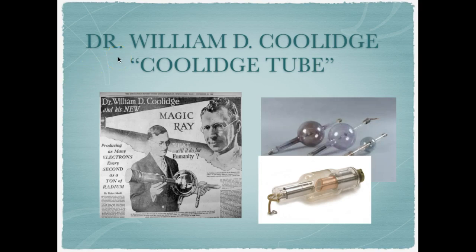Now, Dr. William D. Coolidge decided to improve upon the Crookes tube, making it bigger and better, and so he named it the Coolidge tube. Very interesting apparatus here. Well, as equipment goes and the development of equipment, it became smaller over time, and here's what we have today, which is known as a cathode ray tube.